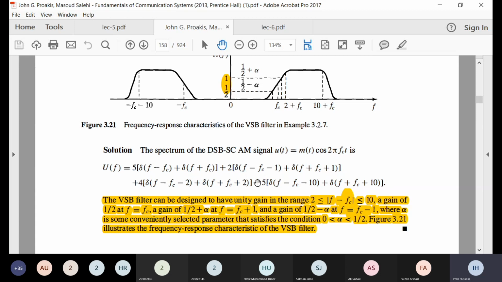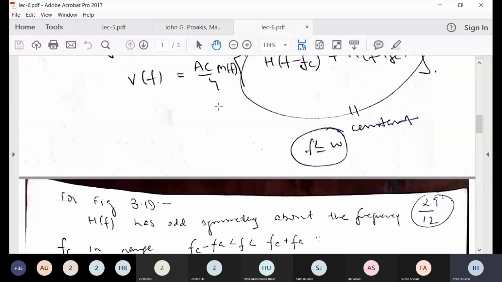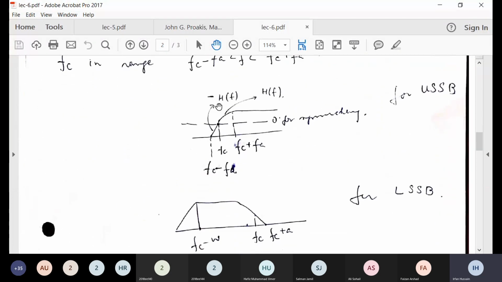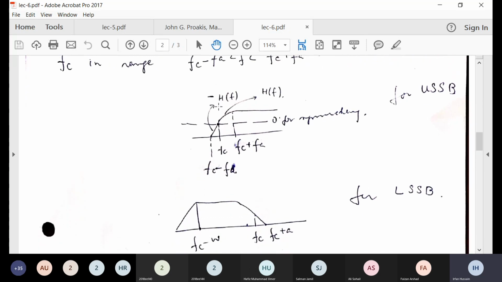Here there are some mistakes in this expression, but this explanation is accurate. Again, some mistake in the figure, so I will be again referring to my notes so that you can also understand what is wrong in some of the steps in the book. This was my explanation that your HFF would be increasing around FC from FC minus A to FC plus A.